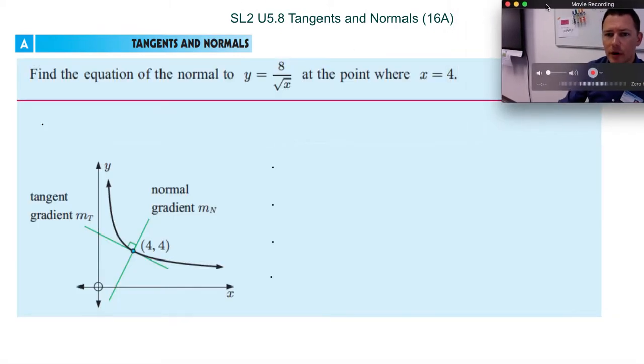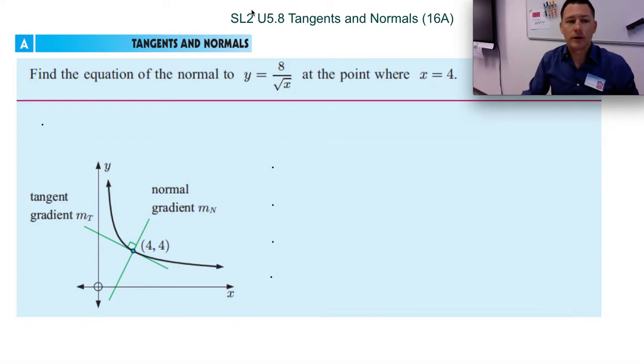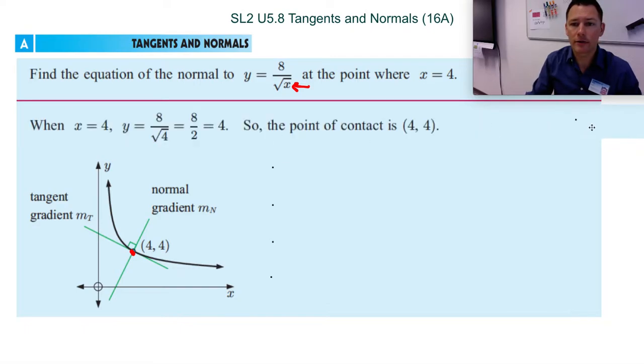Cool. All right, three examples. Let's try them out. And we'll go from there. So find the equation normal to this at this point. A couple of things we can do first: I know that the x is 4, but if you plug the x in here, we can find the y value there as well. So you plug 4 in, root 4 is 2, so 8 over 2 is 4. There we go. So that's where this 4 comes from. We just plugged in x.